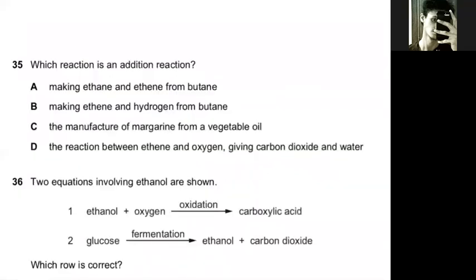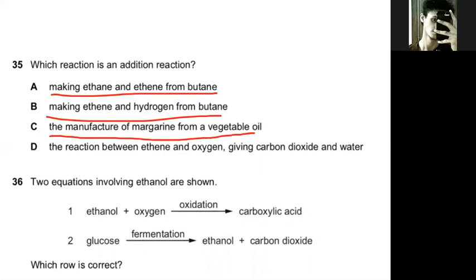The next question is, which reaction is an addition reaction? Addition reactions occur in alkenes. Making ethane and ethene from butane, this is cracking. Making ethene and hydrogen from butane, this is also cracking. The manufacture of margarine from vegetable oil is addition of hydrogen, so C will be the right answer. D, the reaction between ethene and oxygen giving carbon dioxide and water, is combustion. So C is the right answer.